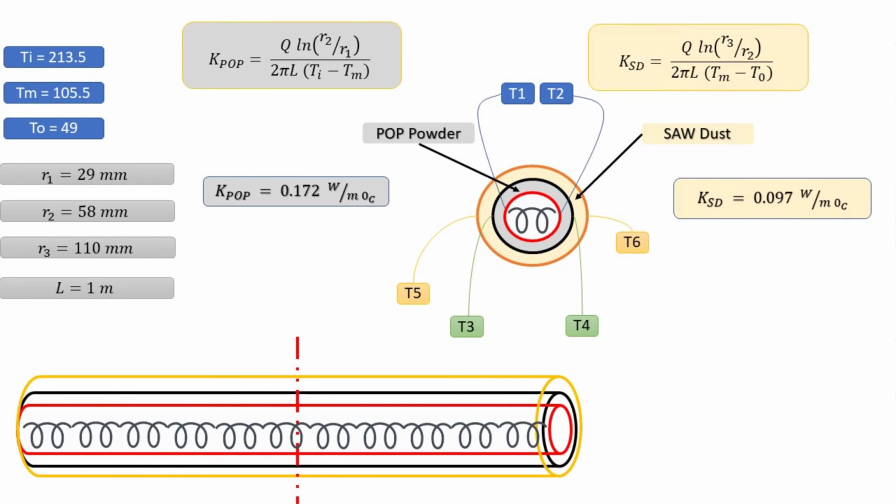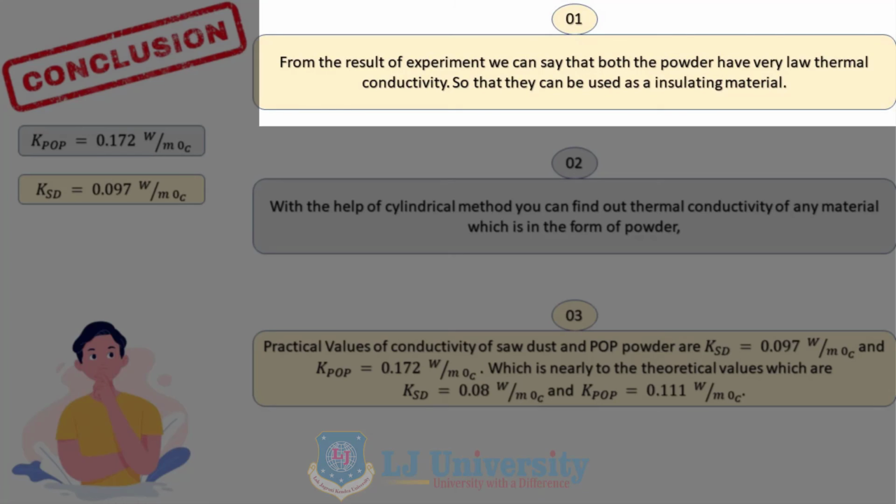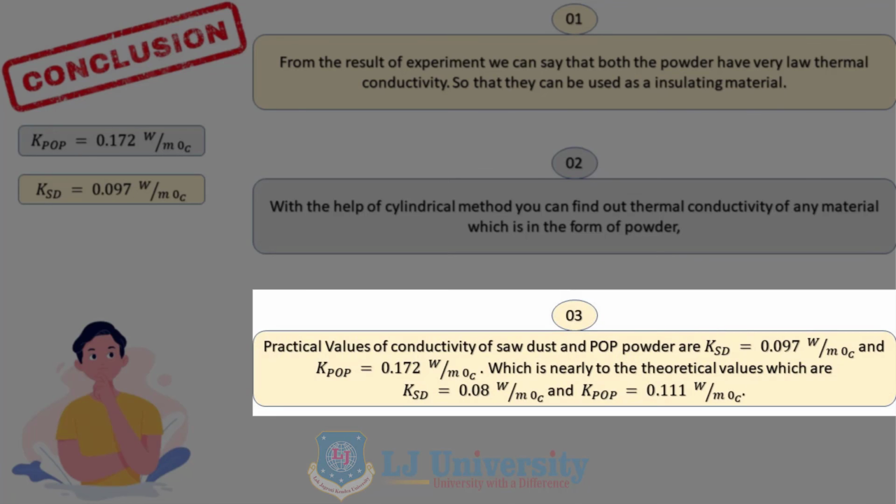Now, what is the conclusion of this practical? There are mainly three conclusions. First, from the experimental values we can say that both the powders, POP powder as well as sawdust, can work as insulating materials as they have very low thermal conductivity. Second, by using this cylindrical method, we can easily find the thermal conductivity of any material which can be converted into powder form. And third, our practical values of the conductivity of POP powder and sawdust are nearly the same as the theoretical values of the conductivity of POP powder and sawdust.